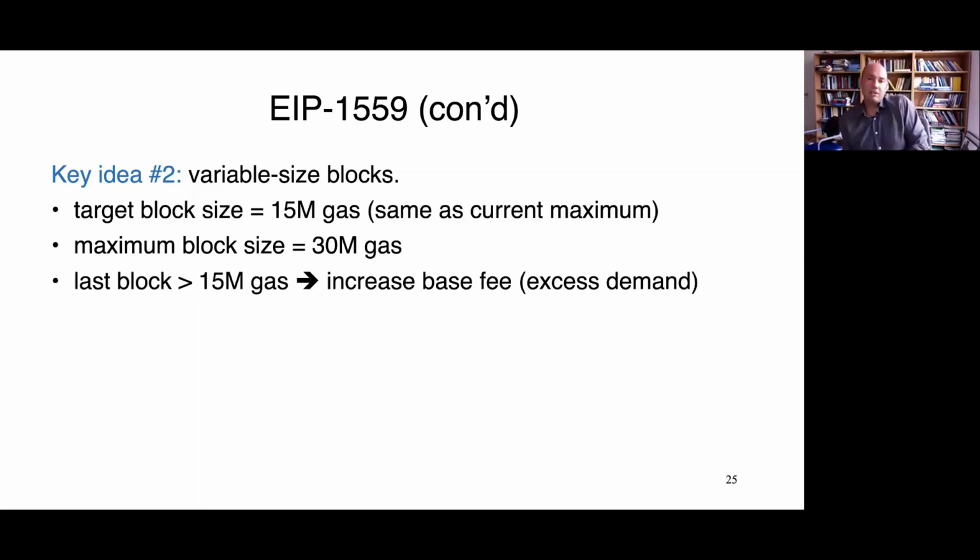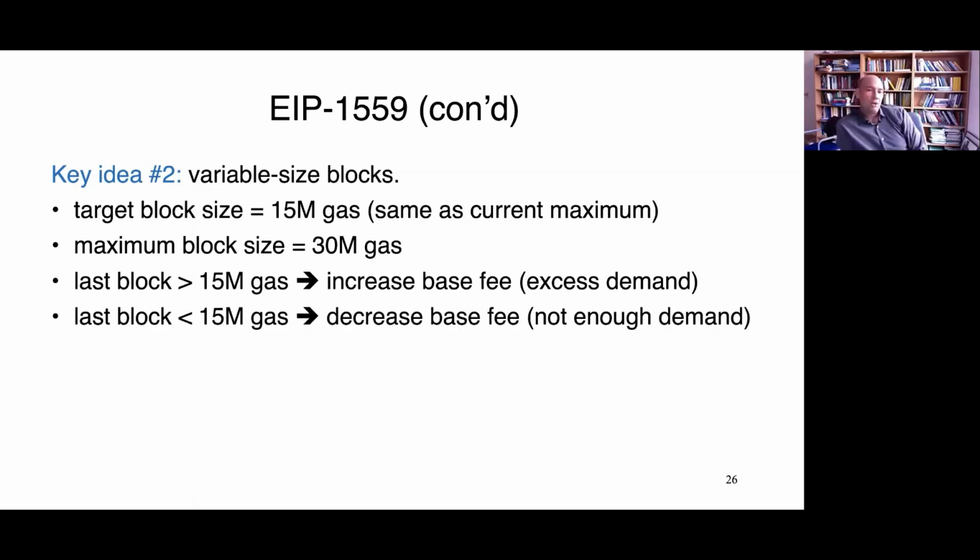And now what I want you to notice is, with this change, we can now have a reliable on-chain signal of whether the reserve price, whether the base fee, is too high or too low. If the last block was bigger than the target, bigger than 15 million, could have been as big as 30, that's more than we want. So you better increase the reserve price to reduce demand at that price. Alternatively, if the last block is too small, that means our reserve price appears to be too high. So we should decrease it.